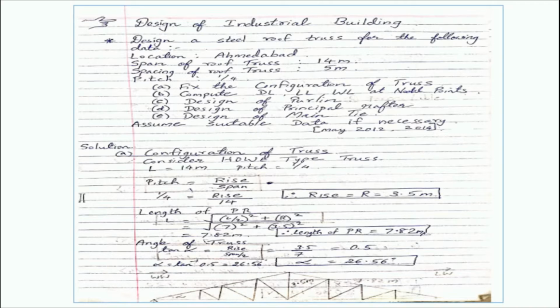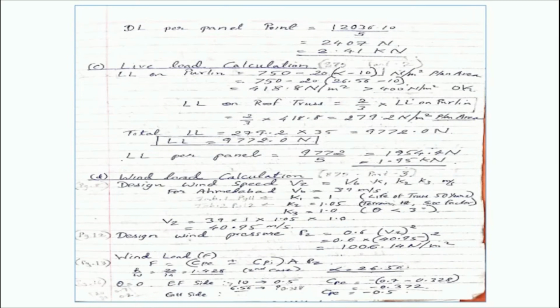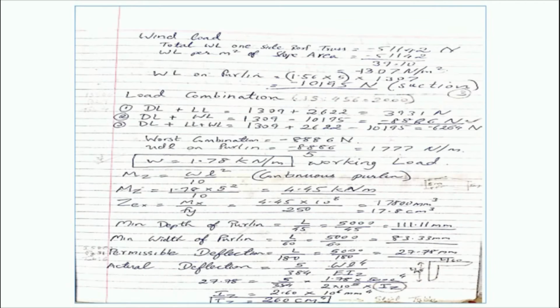Fix the configuration of truss. Compute dead load, live load, wind load at the nodal point. Design of purlin. We have completed up to these portions. Now we'll be designing a principal rafter and design of main tie with suitable data necessary. So here is the example we are going to continue with.